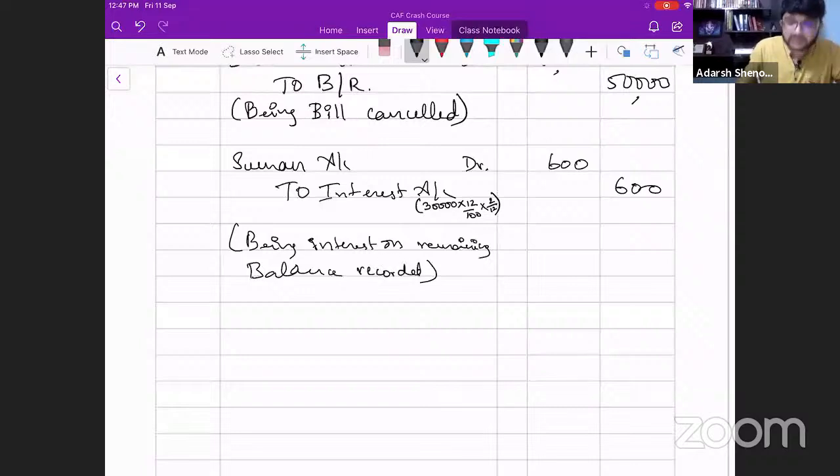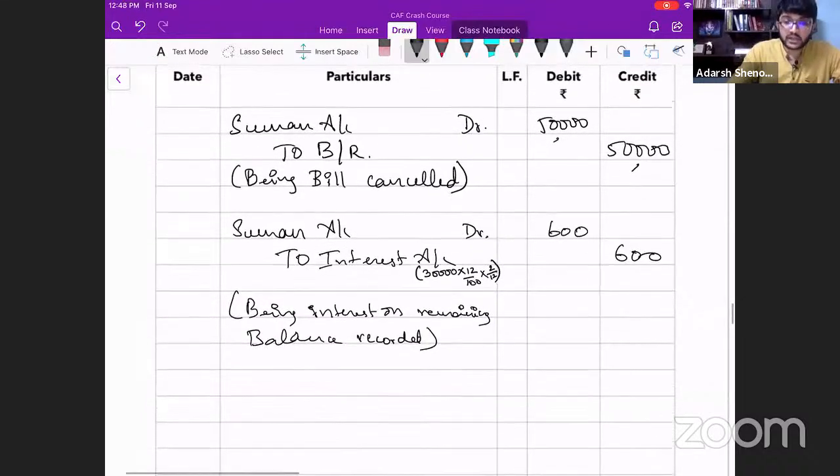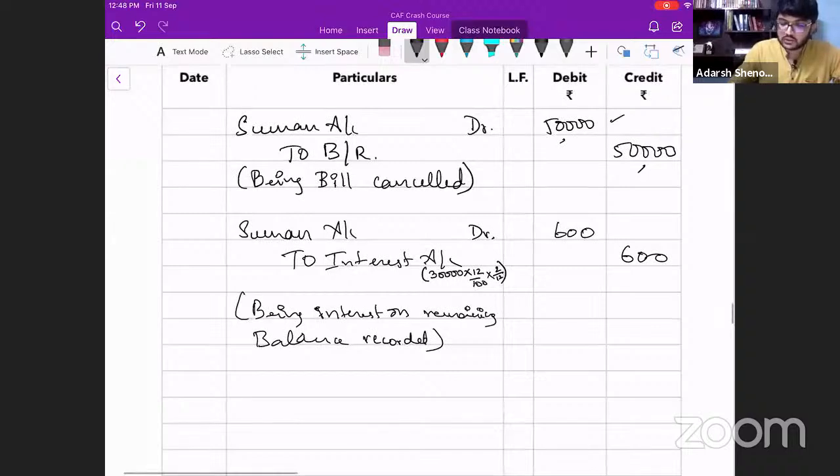Before I go there, let's do one small analysis. Can you tell me Suman's account has debit balance or credit balance? I'm just passing detailed entries. Wait, have patience. Suman's account has debit balance, right? You debited 50,000 earlier, now you debited 600. How much is the total debit balance?